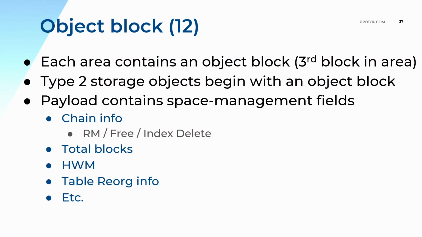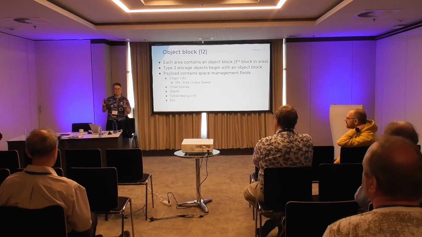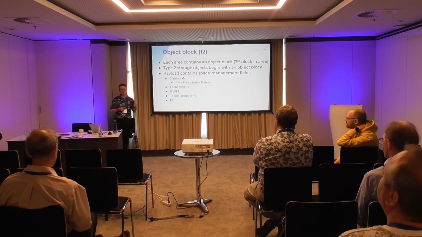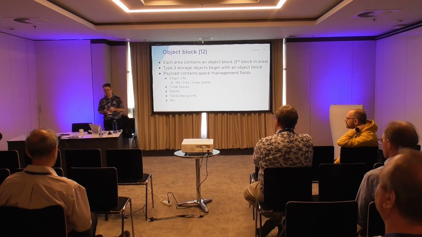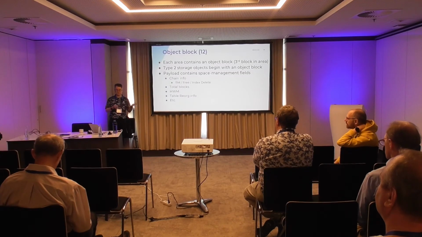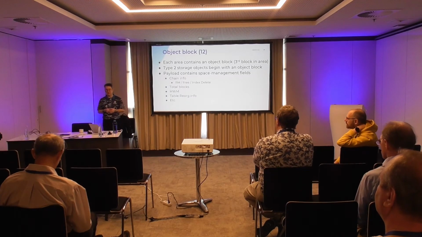Next, we're going to look at object blocks. Really, there are 2 types of object blocks. Every storage area has an object block as its second addressable block, third block in the area. And that contains a bit of overall space management info about the area, but also every type 2 storage object begins with an object block that has object-specific space management info. So it's got info about the chains and their state, like the first block, the last block, the number of blocks, the total blocks in the object or area, the high watermark.